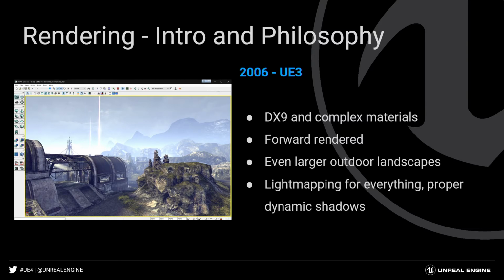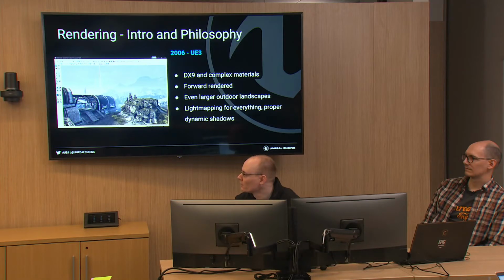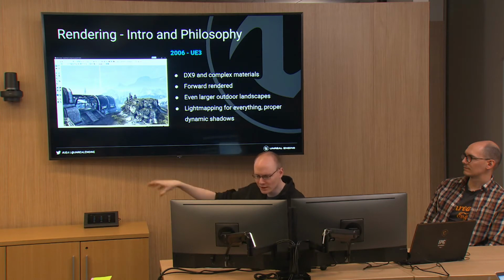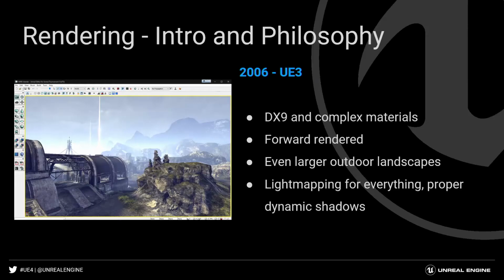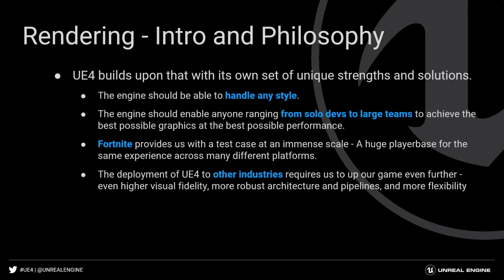It was now DirectX 9, and we had actual complex materials very close to what we still have today. It was still forward rendered, though at the moment we can do forward rendering, but we are deferred rendering primarily. For background, this entire class is going to be about the deferred renderer of Unreal, so we're not going to touch on the forward one. Larger outer environments, light mapping for everything, etc. But what UE4 wants to do, the idea was that it should be able to handle any style.